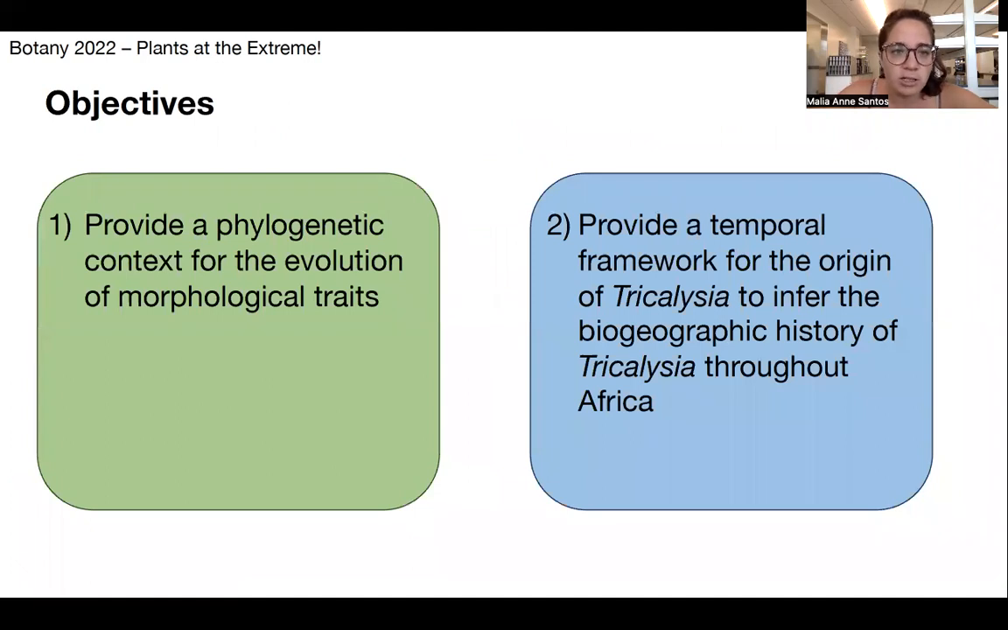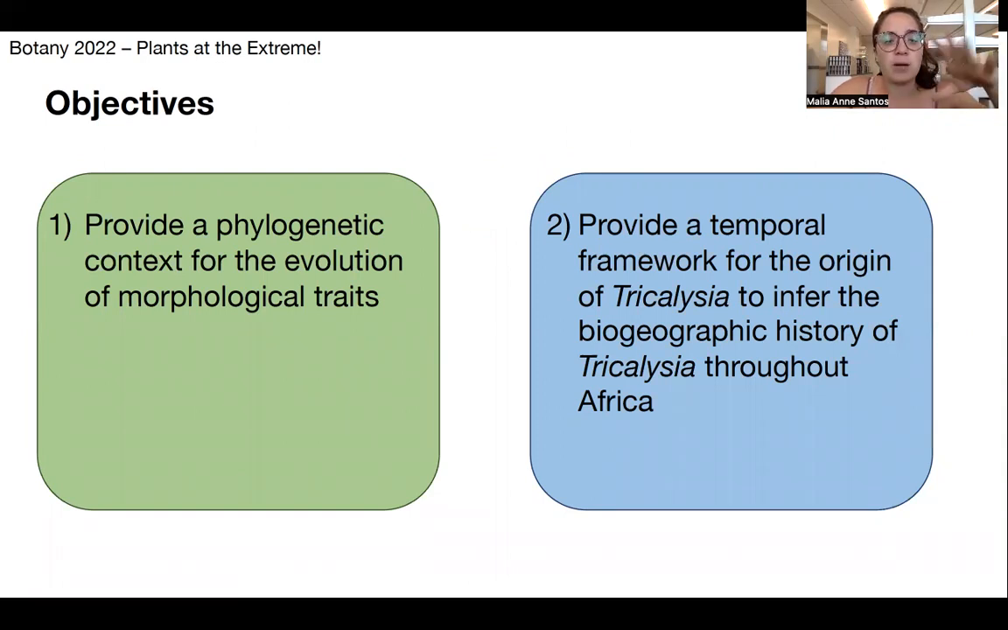And so our objectives became twofold. We wanted to provide a phylogenetic context for the evolution of morphological traits set out by Elmar. And two, we wanted to provide a temporal framework for the origin of Triclicia in order to infer any biogeographic history throughout Africa.